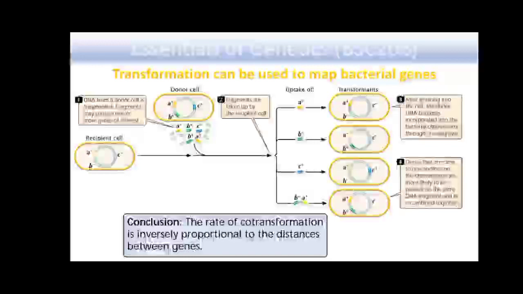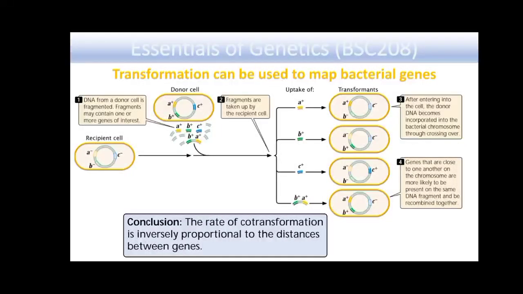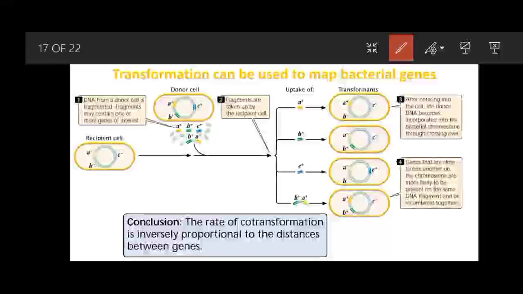And just like interrupted conjugation, transformation can also be used to map the bacterial genes. For example, if this is a donor cell and this is the recipient cell, the DNA from a donor cell is fragmented. Fragments may contain one or more genes of interest.